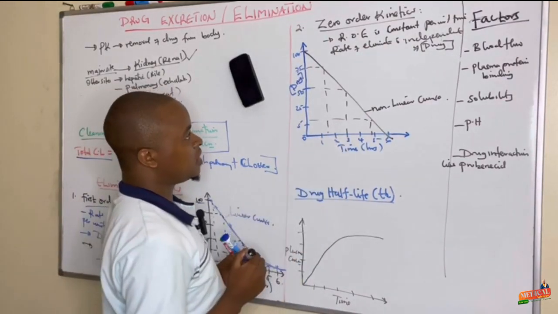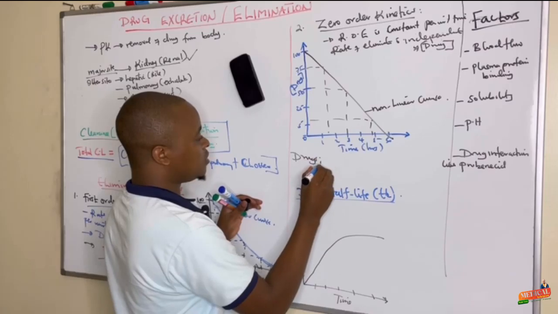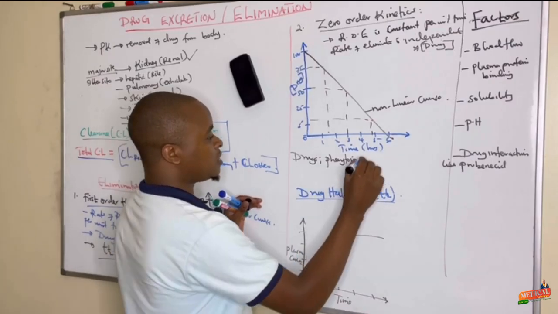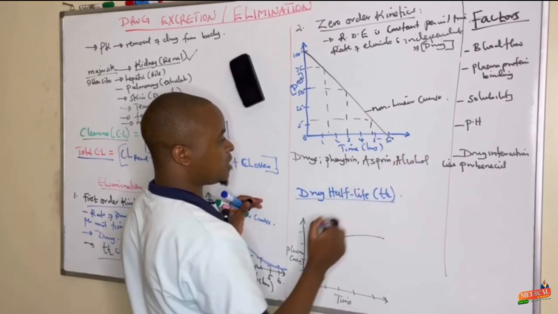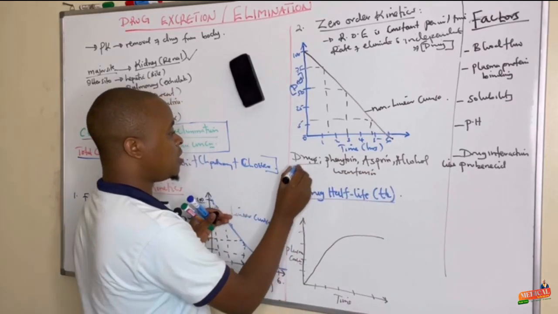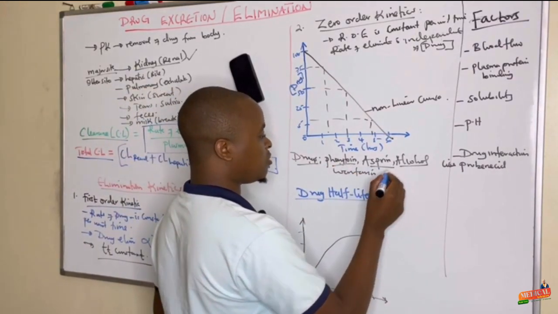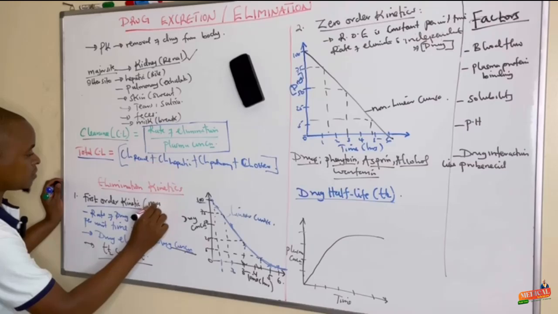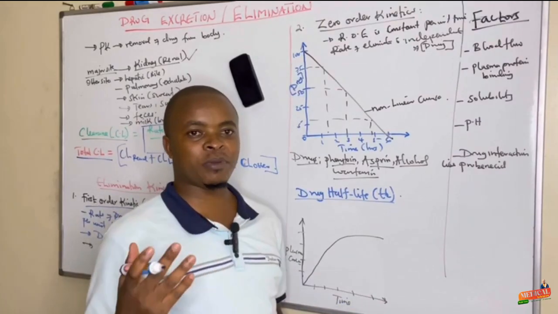A few drugs show zero order kinetics, and they include phenytoin, which is an anticonvulsant, aspirin, alcohol like ethanol, and also warfarin, which is an anticoagulant. So drugs which show zero order kinetics are very few, which include phenytoin, aspirin, alcohol, and warfarin. Whereas many drugs are eliminated by first order kinetics, which depend on the concentration.